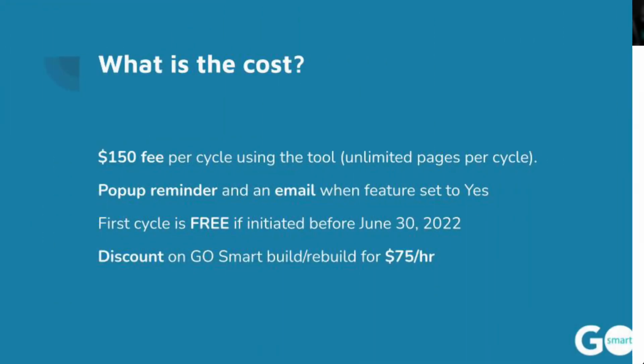All right, so let's chat a little bit about the fee for this. Right now, the fee is going to be $150 per cycle that actively uses the tool to accept applications or final reports or interim reports, but it is per cycle. So you may use a handful of these pages throughout your cycle. It's still going to be just the single $150 fee.